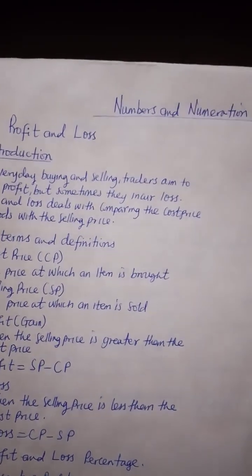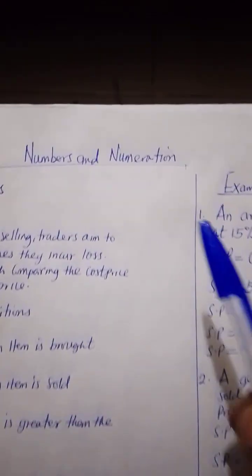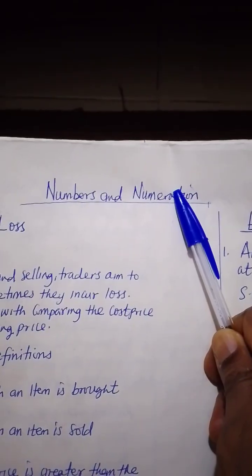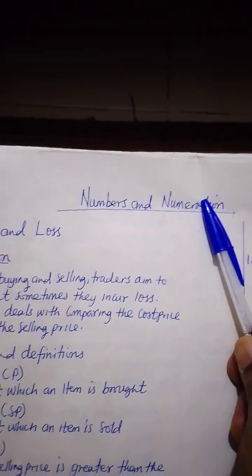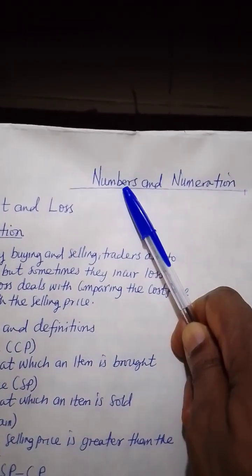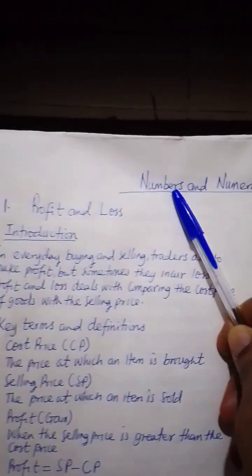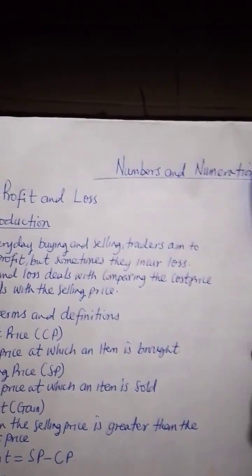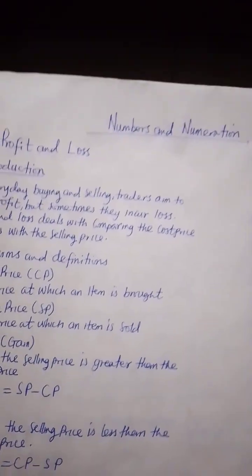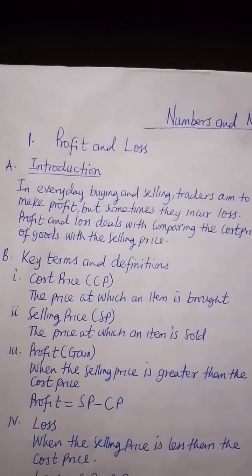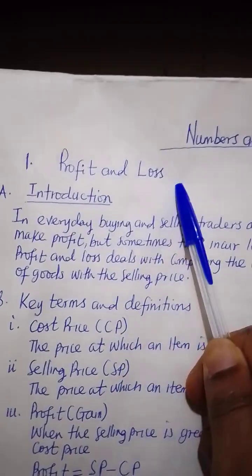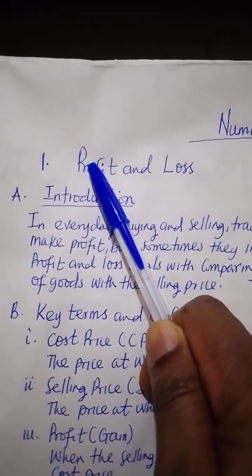Today's lecture will be on numbers and numeration. This is actually a topic in mathematics. So we're looking at mathematics today. Under numbers and numeration, we have quite a number of topics. But the first one we're considering today is profit and loss.